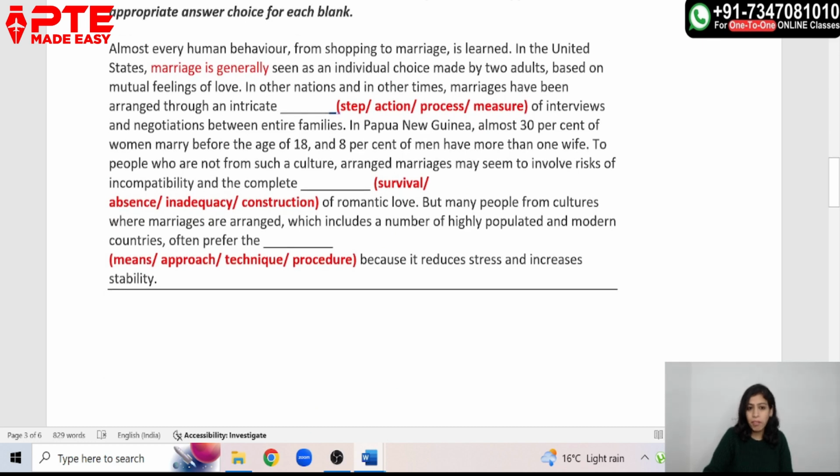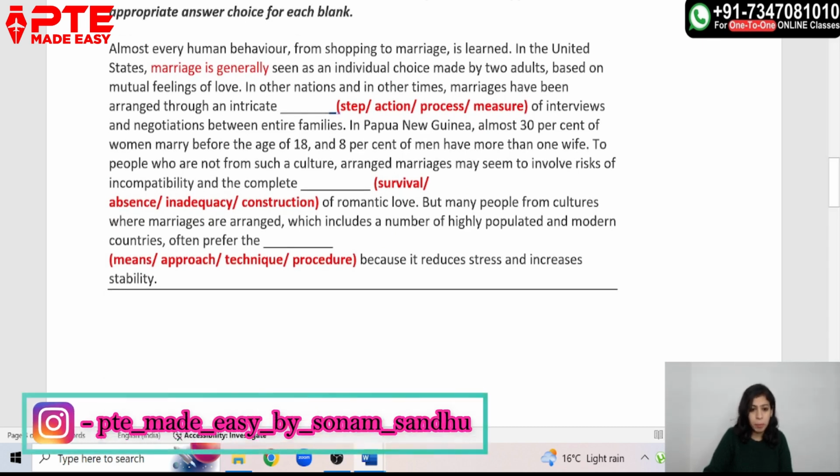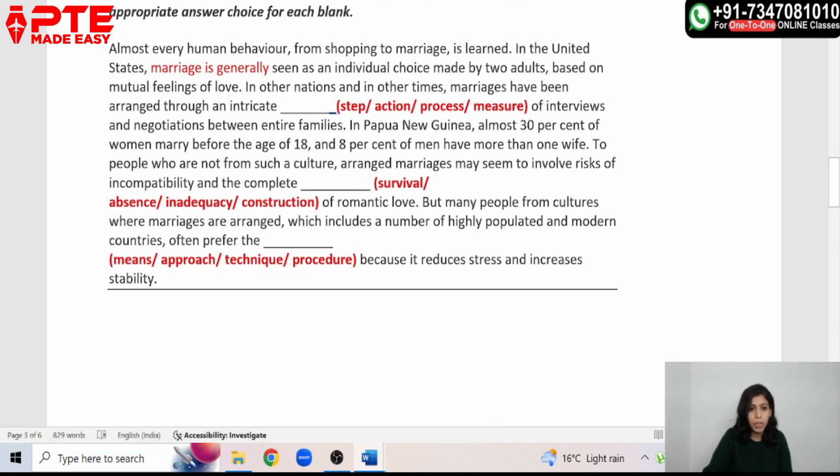So for example, we have this particular fill in the blank. And we have all these options as well. Below is a text with blanks. Click on each blank. A list of choices will appear. Select the appropriate answer choice for each blank. Almost every human behavior, from shopping to marriage, is learned. In the United States, marriage is generally.